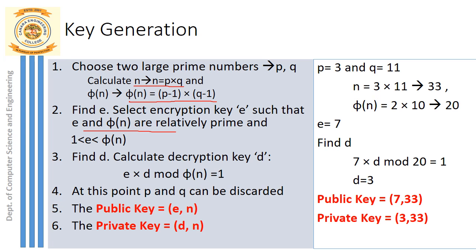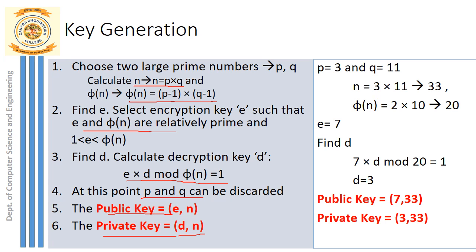Once we find the E value, next we need to find a decryption key, that is D, in such a way that E into D mod phi of n should be equal to 1. Once we find the E value and D value, we can discard the P and Q values. Once we have E and D, we can generate the public key and private key. The public key is the combination of E and N, and the private key is the combination of D and N.